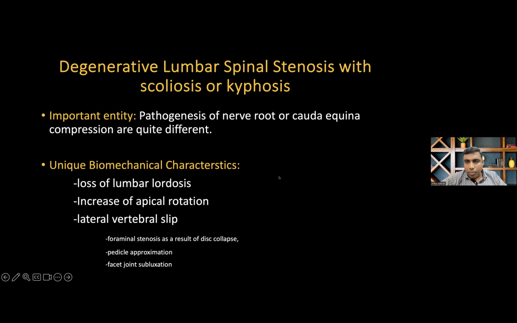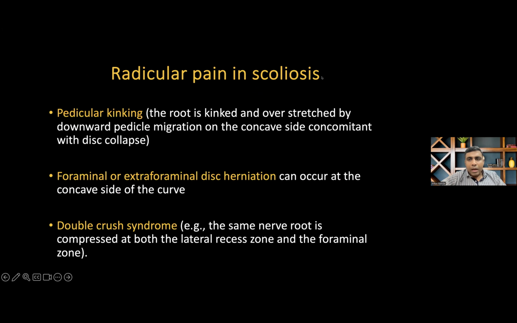So if you look at this, what are the unique biomechanical characteristics? There is loss of lumbar lordosis, there is increase of apical rotation, and there is a lateral vertebral slip. The cause of pain in degenerative scoliosis is usually pedicular kinking, wherein the root is kinked and stretched by downward pedicle migration on the concave side. We know that the nerve root passes under the pedicle. Whenever there is a scoliosis, the vertebra will tilt, and the moment it tilts, the nerve passing under it will come under pressure and stretch, and this is called pedicular kinking.